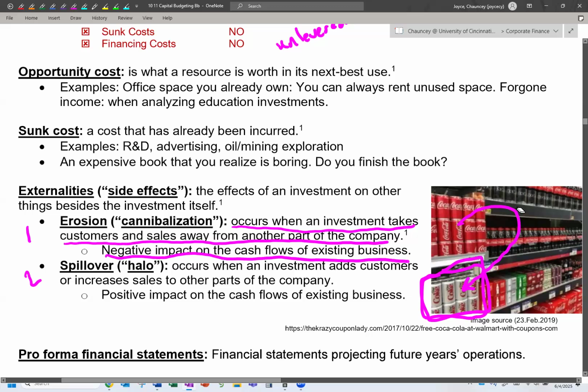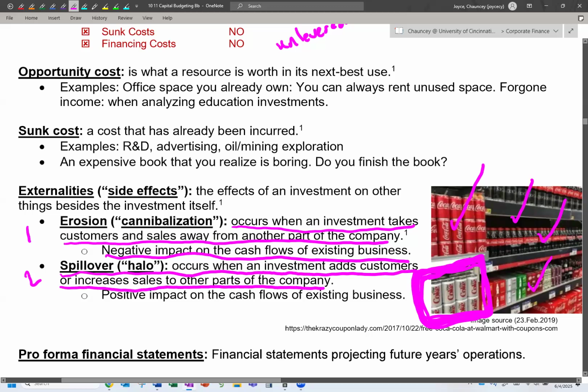Spillover or halo, that's a lift. So maybe you launch this new version of Diet Coke and people say, wow, that looks like a really cool, innovative idea. Or maybe they're just seeing all these billboards and ads for this new Diet Coke, but maybe they go out and they start buying Coke. So it lifts the sales of your other Coke products. That's spillover or halo. That's a lift. It occurs when an investment adds customers or increases sales to other parts of the company. So that's an overall positive impact on the cash flows of a business.